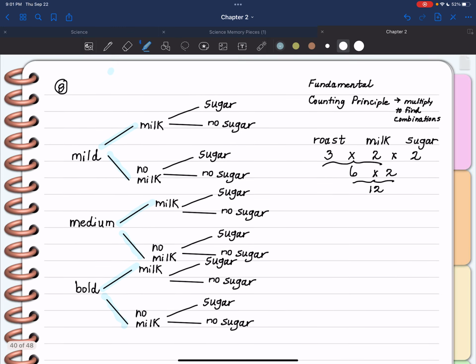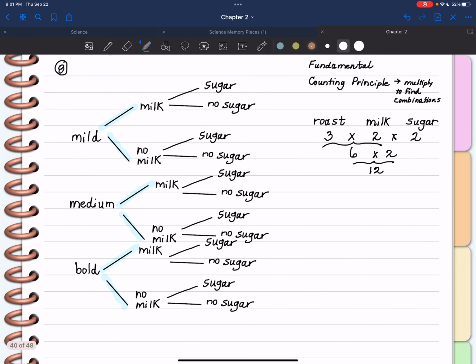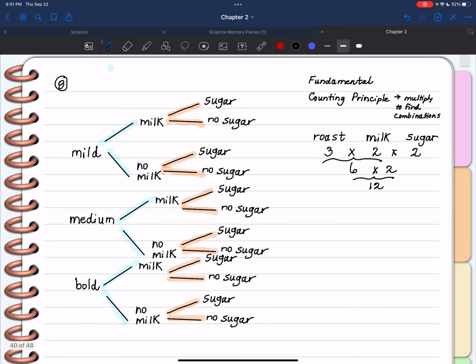Let me count them for you. I'm going to use a different color. 1, 2, 3, 4, 5, 6, 7, 8, 9, 10, 11, 12. So we have 12 combinations, possible orders, and you can do that with the tree or you can do it right there with the FCP. But either way you do it on the test, you'll get the right answer if you do it correctly. And I like D on this one, as in delta.